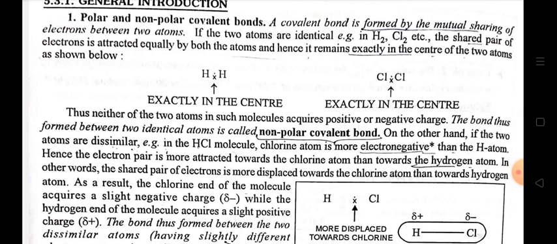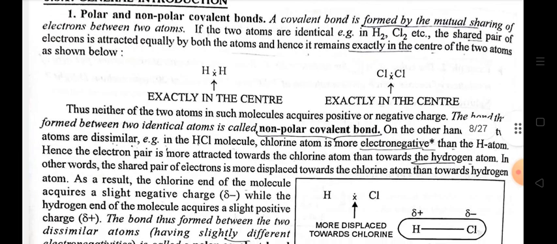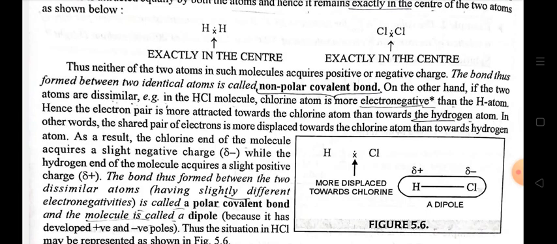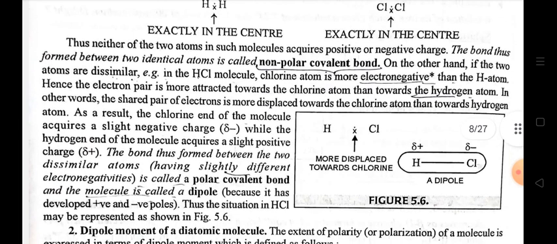On the other hand, if the two atoms are dissimilar, as in the HCl molecule, the chlorine atom is more electronegative than the hydrogen atom. Hence, the electron pair is more attracted towards the chlorine atom than towards the hydrogen atom. In other words, the shared pair of electrons is more displaced towards the chlorine atom. As a result, the chlorine atom of the molecule acquires a slight negative charge while the hydrogen atom acquires a slight positive charge. The bond thus formed between two dissimilar atoms having slightly different electronegativity is called a polar covalent bond, and the molecule is called a dipole because it has developed a positive and negative pole. Thus, the situation in HCl may be represented as shown in figure 5.6.